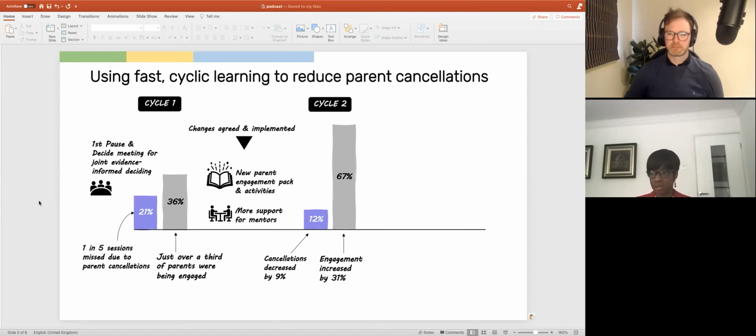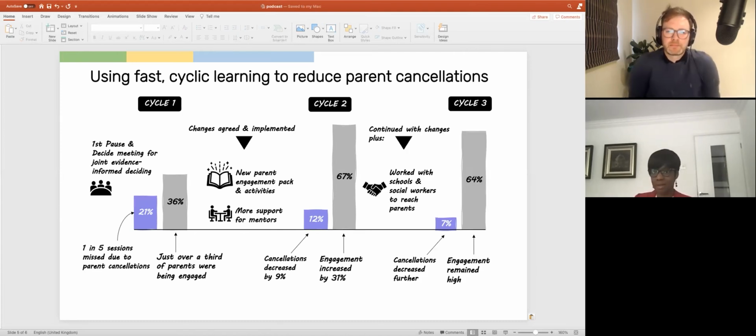So there were fewer cancellations by the time we met again at the end of cycle 2 in Pause and Decide, and engagement had gone up. So we decided that this is good, so we will keep going with this change that we had made. And then for cycle 3, this is around the time when the COVID-19 pandemic happened. So that did affect engagement to some extent.